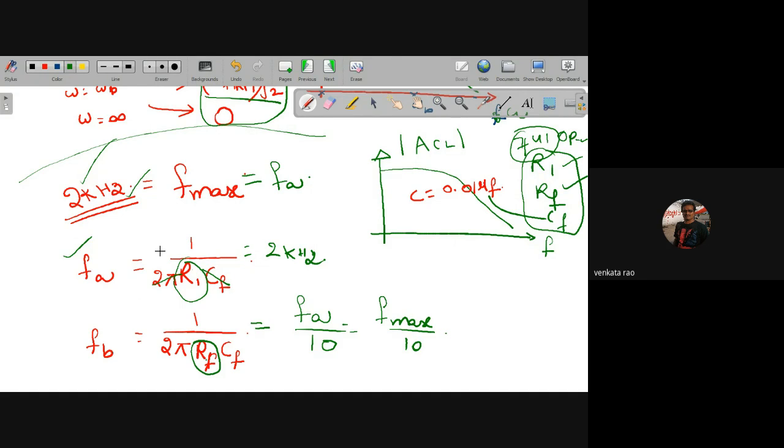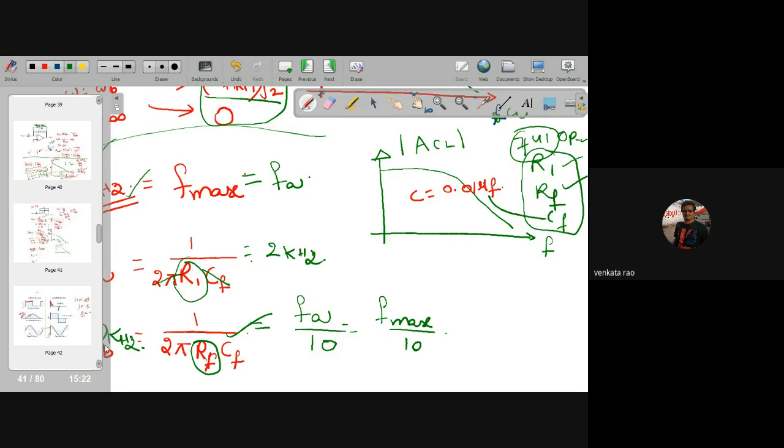Now FB became FA by 10, that means 2 kHz by 10, 0.2 kHz. So from this you get the RF value. That is the designing. Whatever frequency they are giving, that is FA. Sir, are you clear about this integrator? Yes, sir. So that is the picture about the complete integrator.